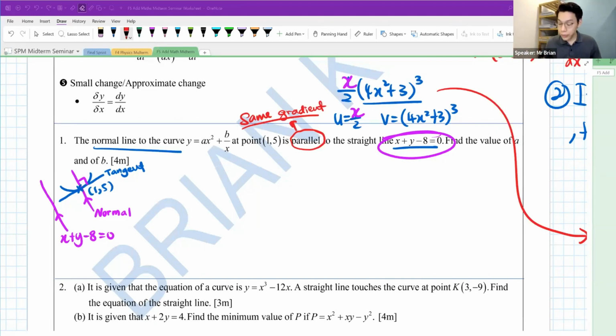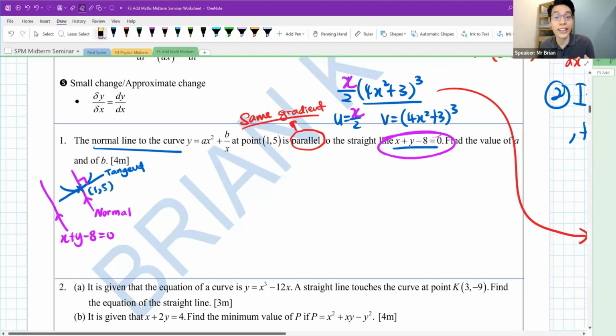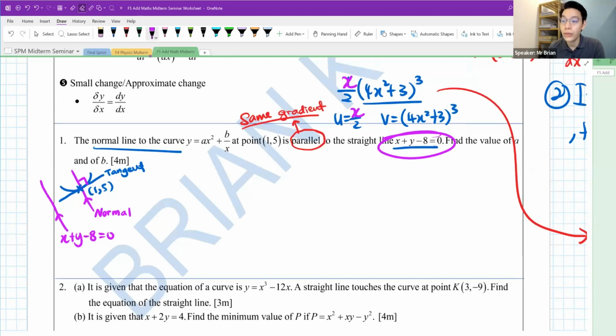All right. And we know differentiation likes to talk about gradient, right? Differentiation likes to talk about gradient because differentiation means the gradient of the tangent, the gradient of the curve. So I'm going to do something like this: y equals -x plus 8. I go and rearrange it first.